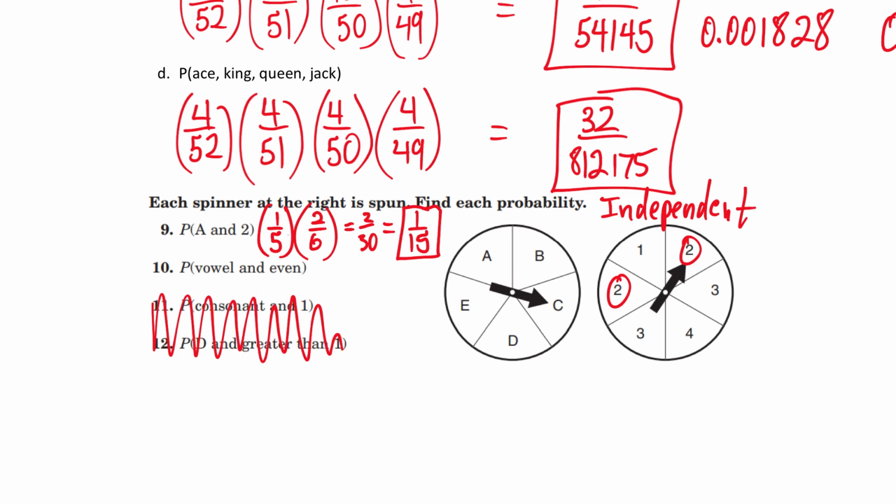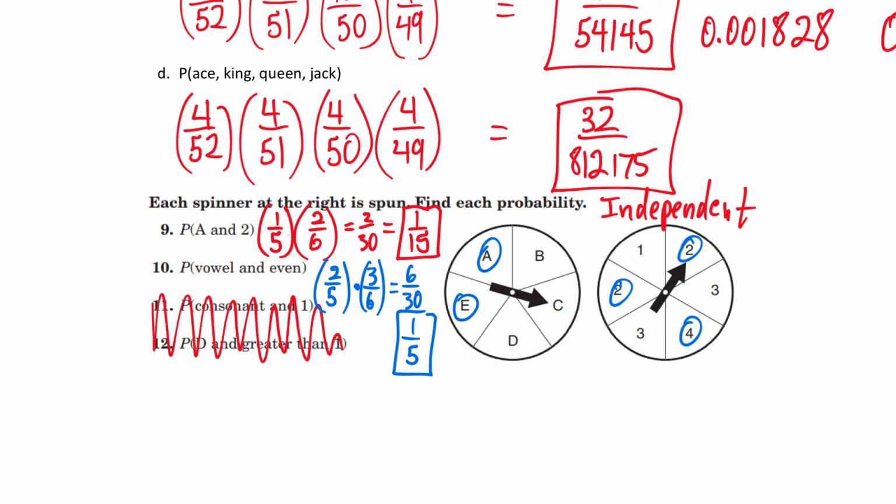Okay, number 10. What's the probability of spinning and getting a vowel on the first one and getting an even number on the second one? Okay, so what's the probability of spinning a vowel? 2/5. A and E are 2 vowels. And what's the probability of getting an even? There's 3 evens, so 3 out of 6 or 1/2. So that's going to give you 6 over 30, which would simplify down to 1/5. So that means out of every 5 tries, that would happen once. So that's pretty good odds of that happening.